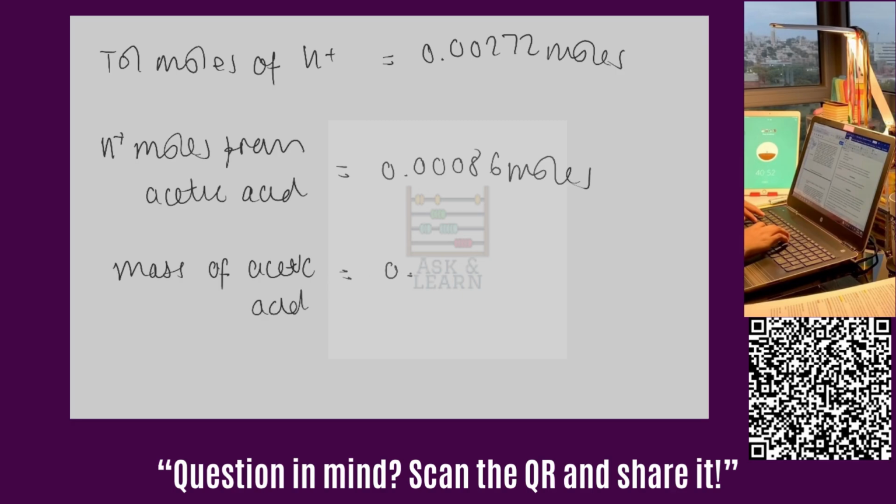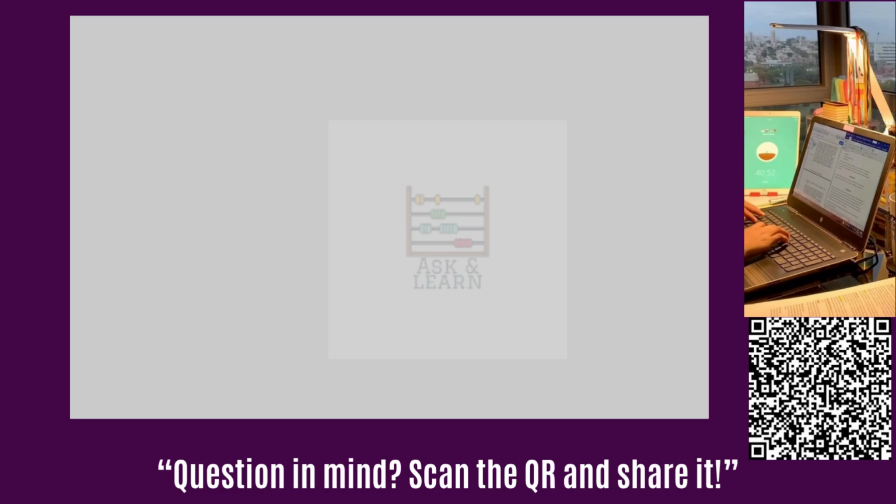That is 0.0517 grams. So we can now add the values for the two masses to find the total mass of the sample. So we have the total mass of acetic acid, that is 0.219 grams.